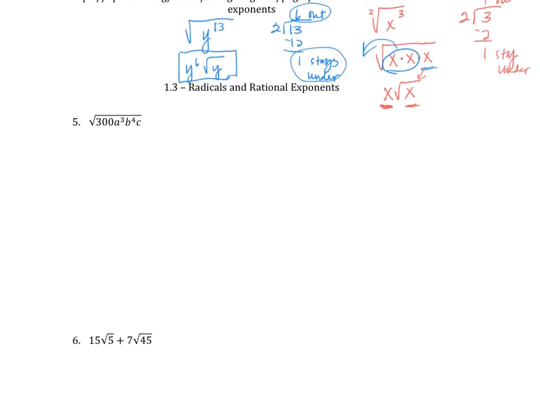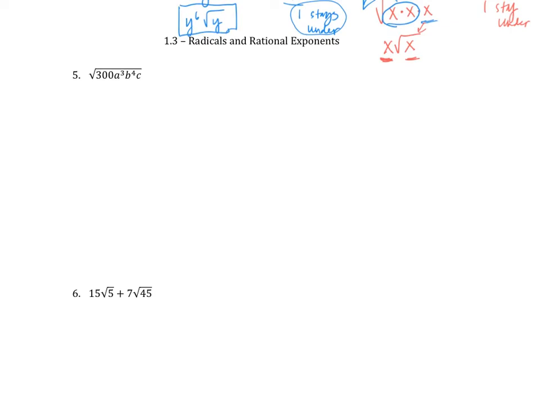All right, so let's look at number 5. For number 5, we have the square root of 300 a cubed b to the 4th c. So first let's look at 300. This is going to be 100 times 3. 100 is 50 times 2. 50 is 25 times 2. And then 25 is 5 times 5.